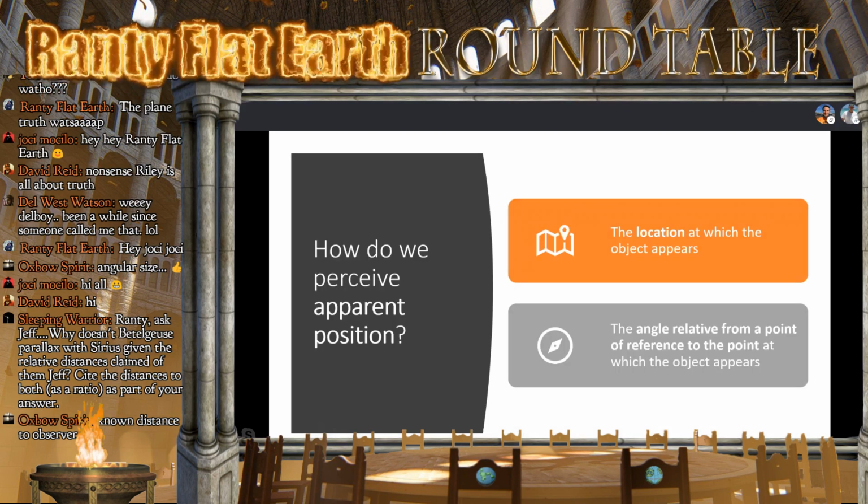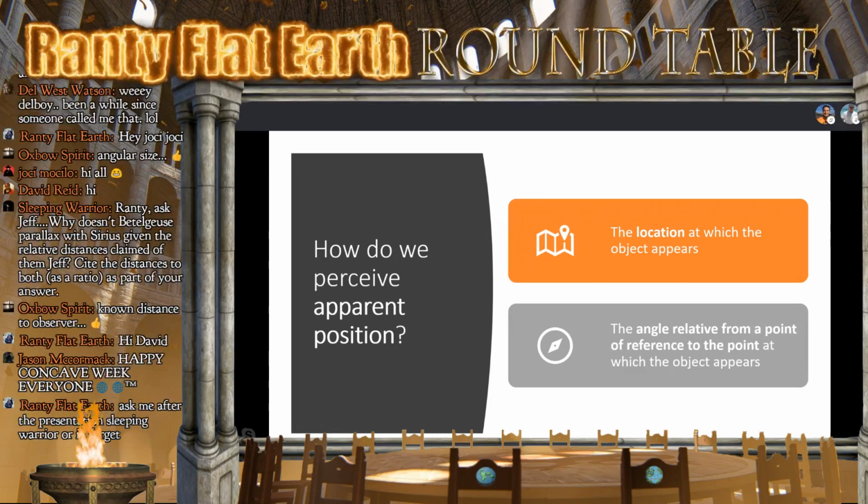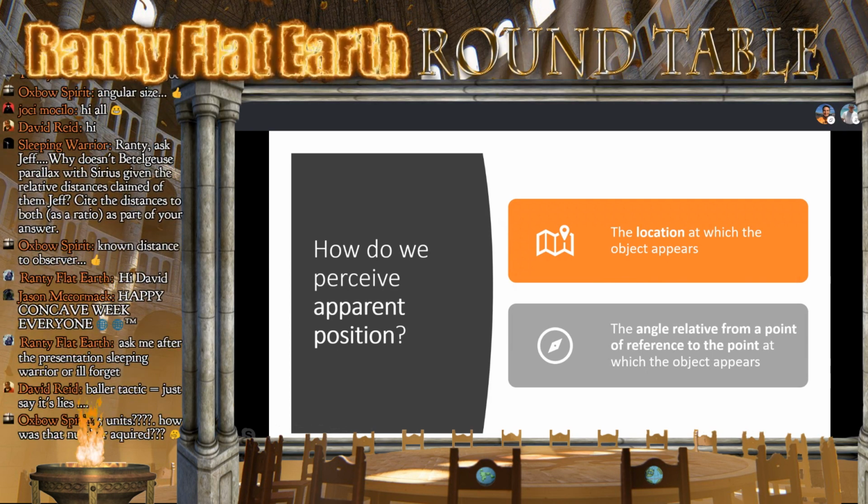How do we perceive apparent position? Again, we can define or describe it as the location at which an object appears. And again, we can use slightly more mathematical language, and we can say that the apparent position of an object is the angle relative from a point of reference to the point at which the object appears. So for example, if you're looking straight ahead of you and you need to turn your head 10 degrees to see a light switch, we can say that the apparent position of that light switch is 10 degrees away from the reference point, which is directly in front of you.